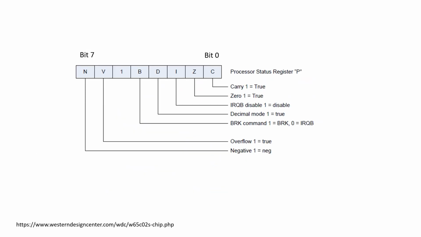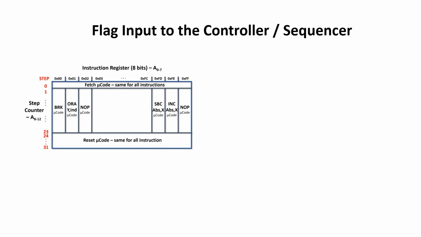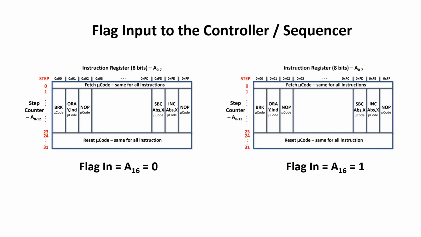One of the things we want to be able to do with our microcode though is read the status register. If you'll remember, I use this 74HC151 8-to-1 multiplexer to multiplex all of the flags down to a single signal. This then feeds into a single address line on the microcode EEPROM. I've somewhat arbitrarily chosen A16 for this task, which means we really have two microcode EEPROMs, one for when flag in is clear and the other for when flag in is set.